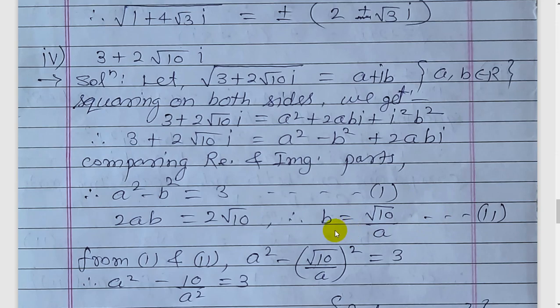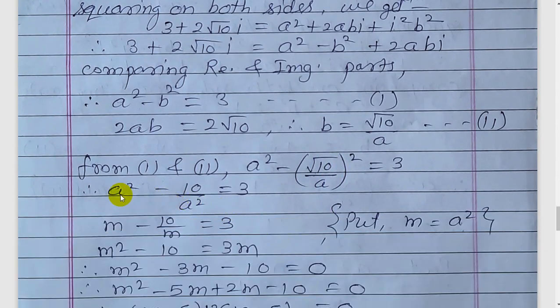So substituting the value of b as root 10 upon a in equation first, we get a square minus 10 upon a square equal to 3, because a square minus root 10 upon a whole square equal to 3. So root 10 upon a whole square is 10 by a square. Therefore, a square minus 10 upon a square equal to 3.